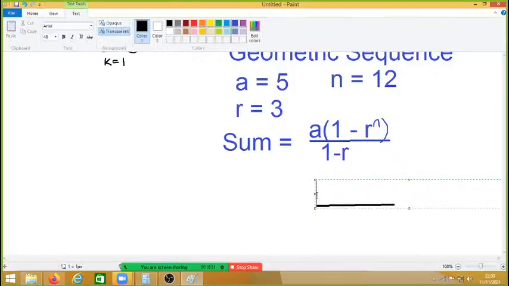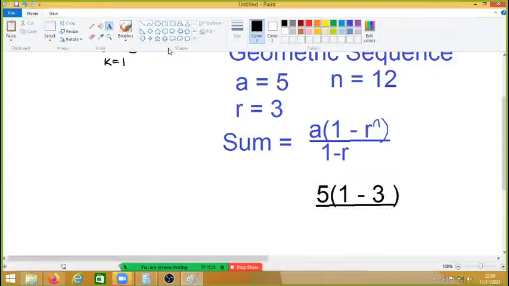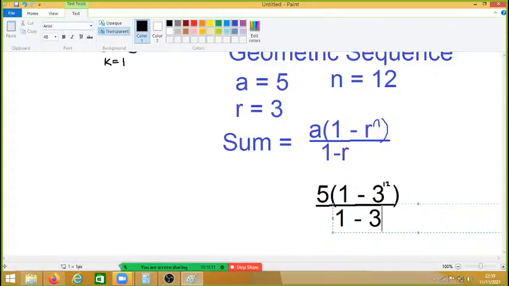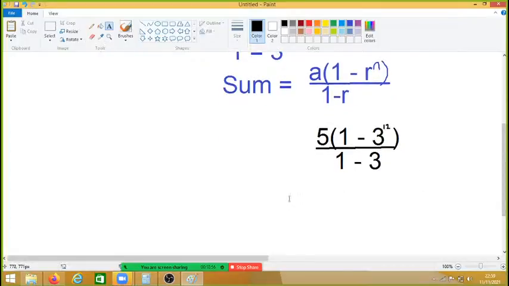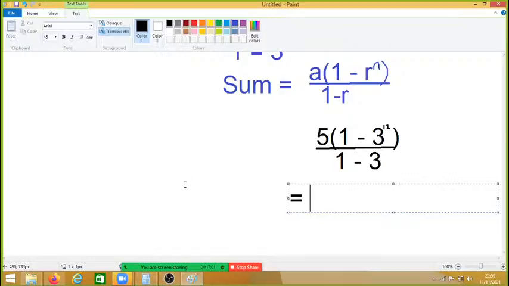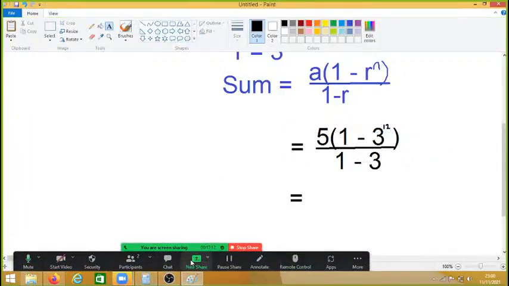So you'd use the fraction key to get a fraction, and then 5 bracket 1 minus 3 to the power 12 would go on the top, and then on the bottom 1 minus 3. 1 minus 3, you'll get a negative on the bottom, but you'll also get a negative on the top, so 2 negatives. You should end up with a positive answer. Let the calculator do the hard work and tell me what you get. Should be quite a big number.